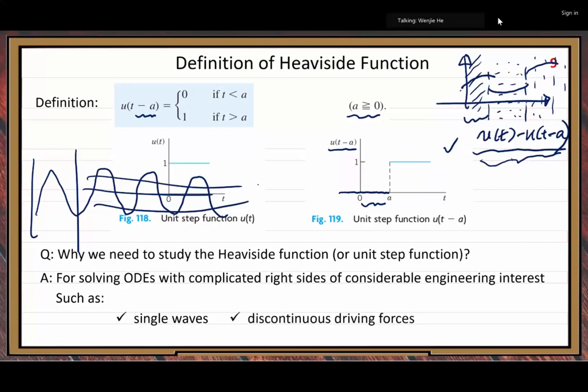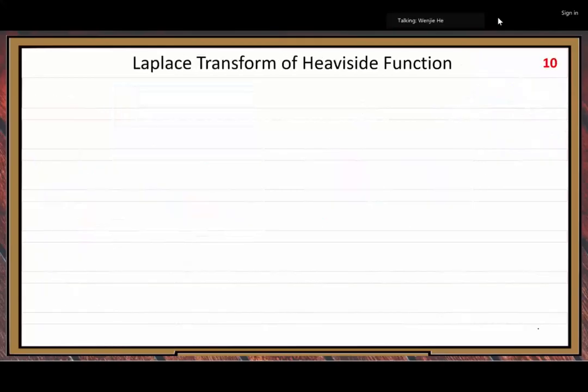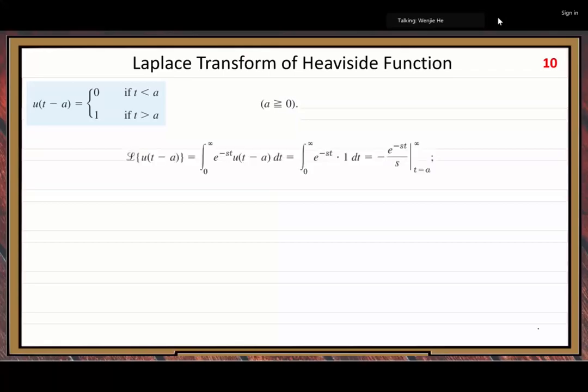Discontinuous driving forces. So this is the discontinuous driving force, periodic input. All right. Now let's calculate the Laplace transform based on the definition. Let's calculate one by one.